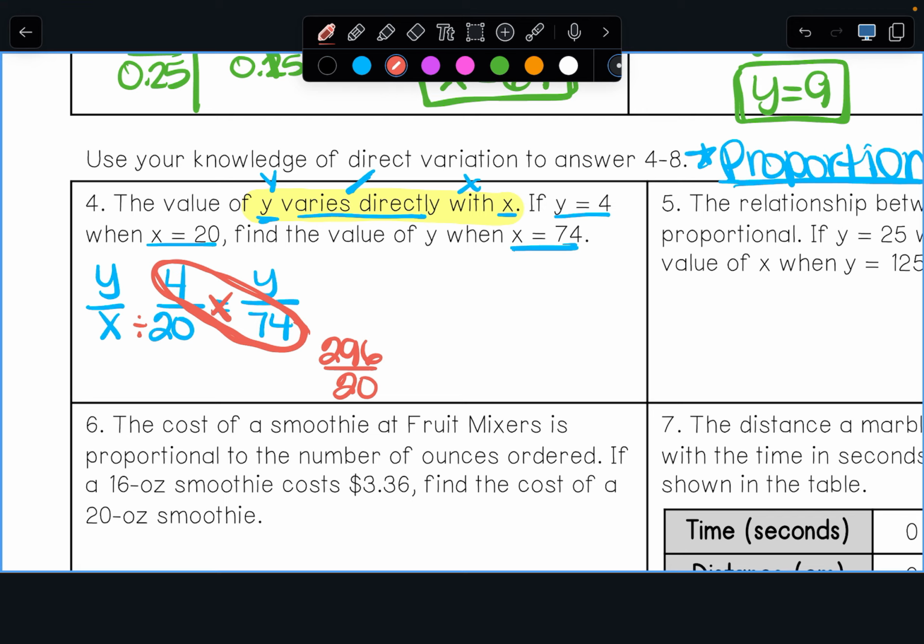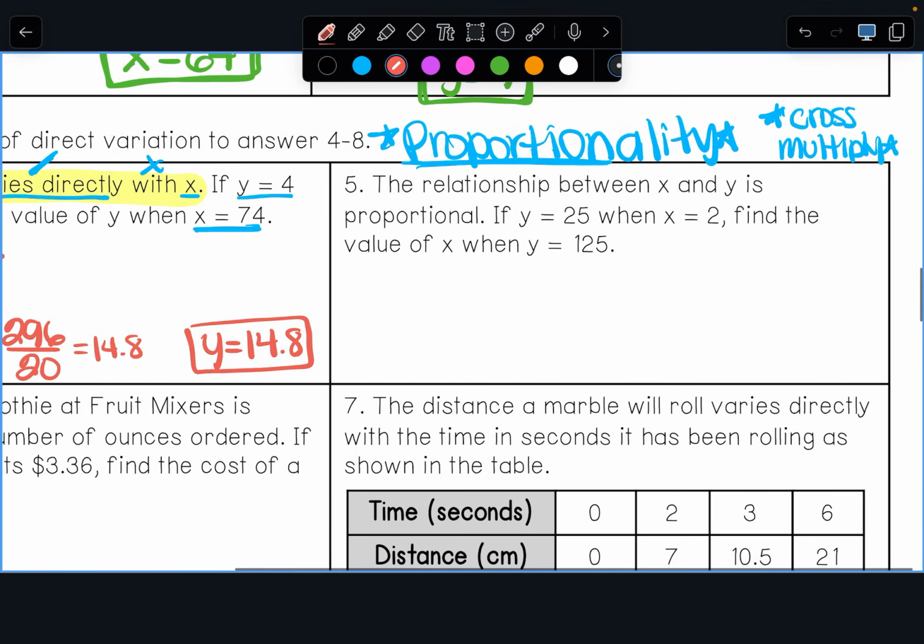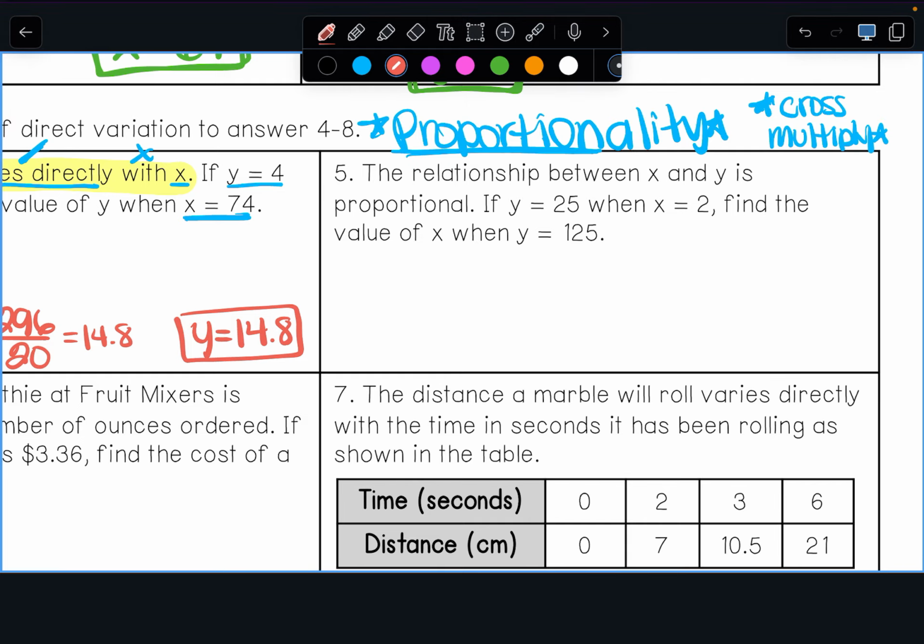296 divided by 20 gives you 14.8. So our answer, y is equal to 14.8. That missing y value right here is 14.8. The relationship between x and y is proportional.